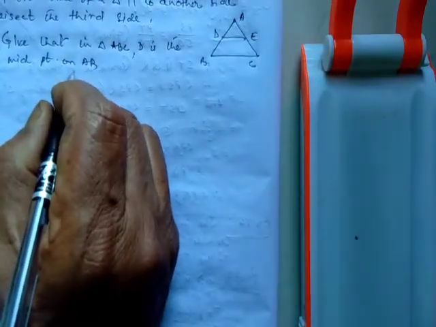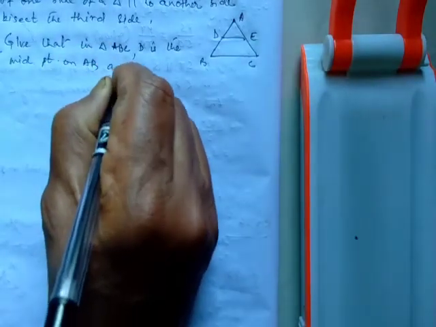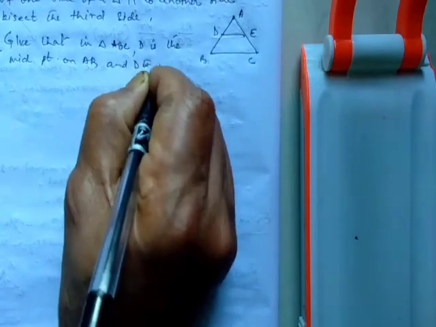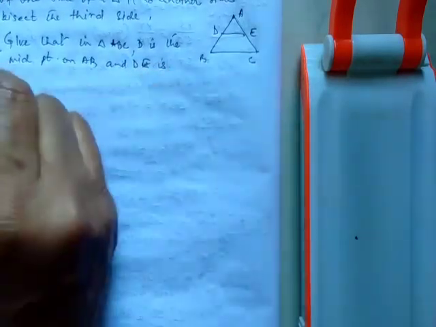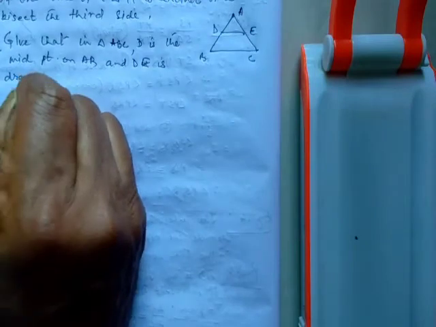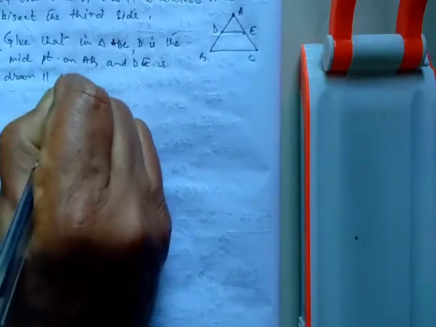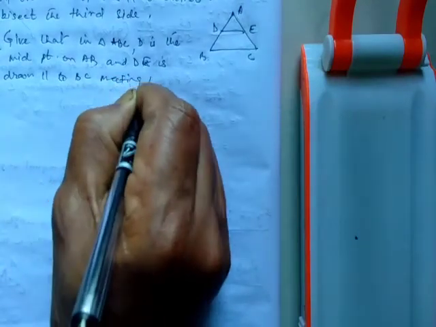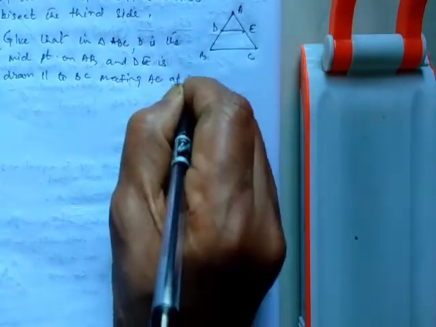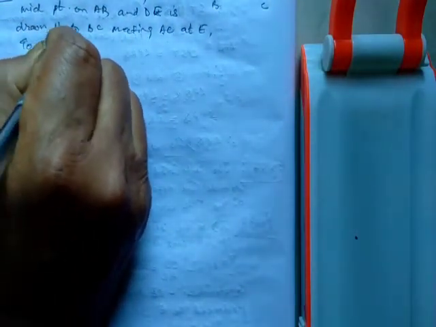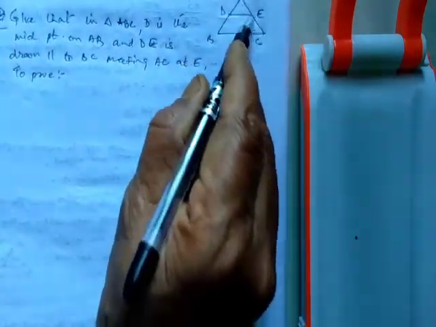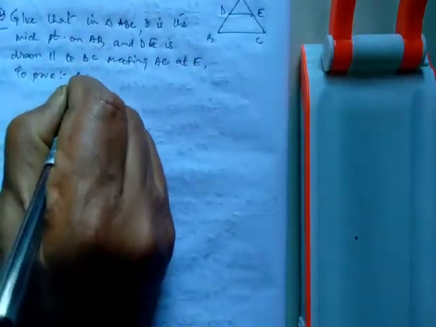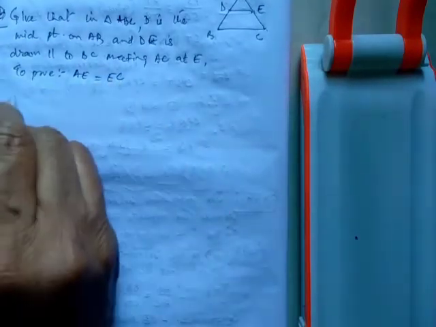Now point D on AB, and DE is drawn parallel to BC, meeting AC at E. To prove: AE is equal to EC.